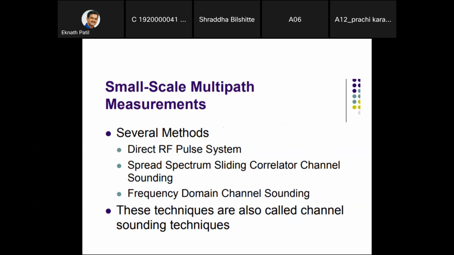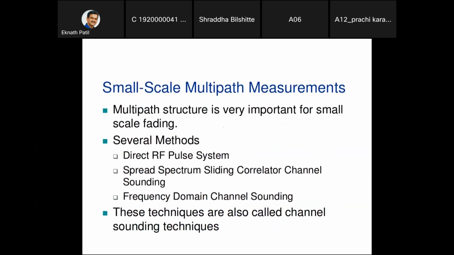The direct RF pulse system is one of them, then spread spectrum sliding correlator channel sounding, and frequency domain channel sounding. These are small scale multipath measurements, in which the multipath structure is very important for small scale fading.